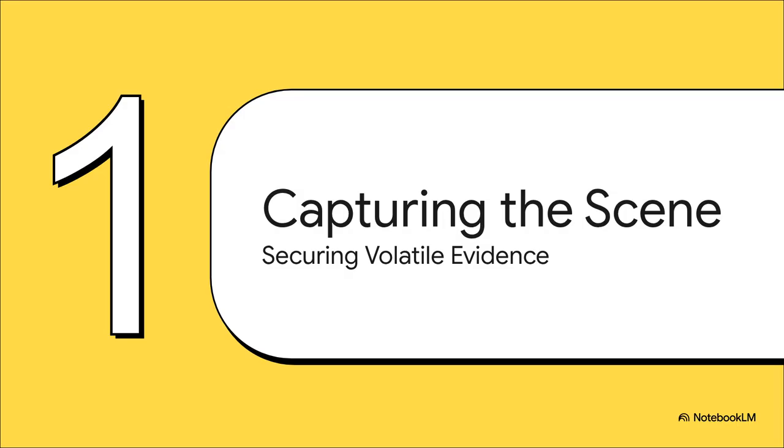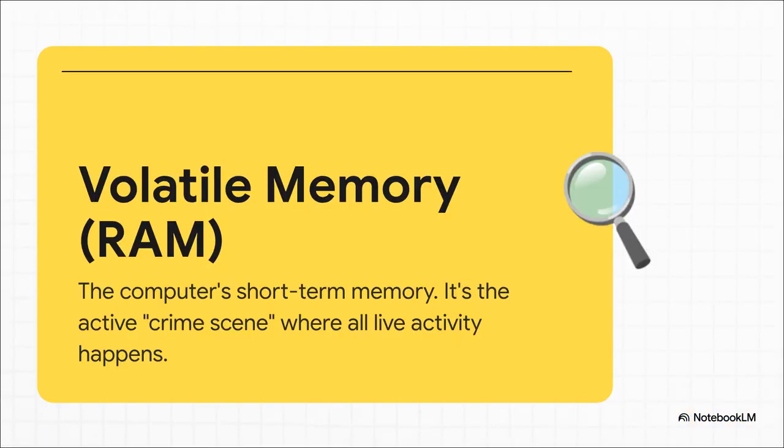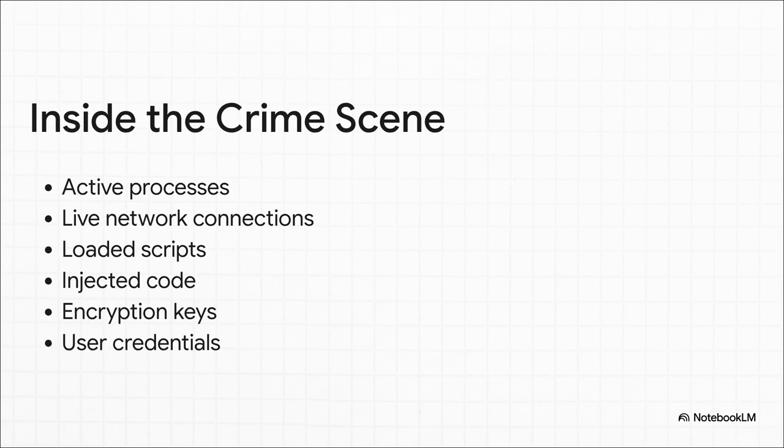Okay, so if we're going to catch this ghost, our first job as digital detectives is to cordon off the crime scene and grab the evidence before it just disappears. And that crime scene, it's the computer's volatile memory, what we all call RAM. You can think of it as the computer's active workspace. It holds the real-time state of the system, all the live action. And you know, the stuff you can find inside this crime scene is absolutely golden.